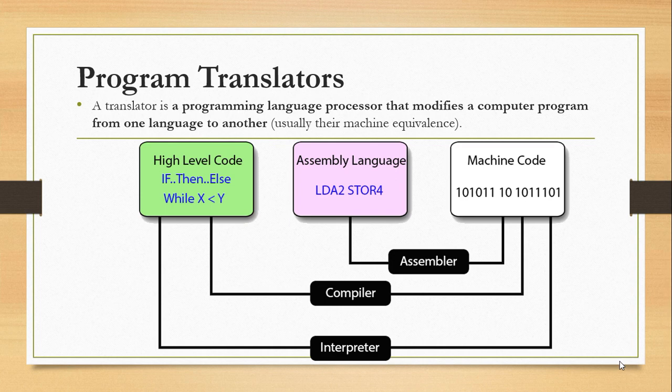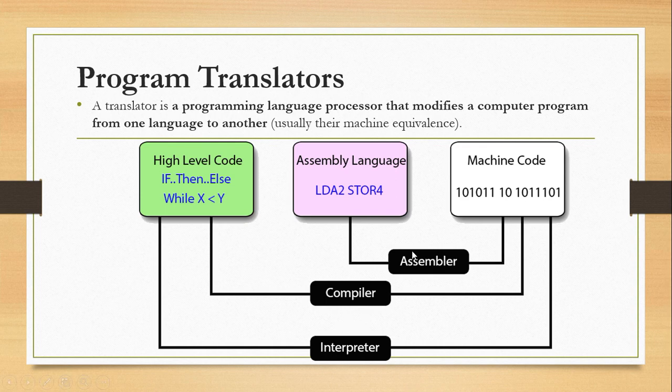So both of these work differently, but they do the same thing, and they also have their advantages and disadvantages. Maybe subsequently we might talk about the major differences between a compiler and an interpreter. So that is how program translators work, and that is how a high level language can be converted into machine code, the same way assembly language can be converted into machine code. So I think this is all for this video.